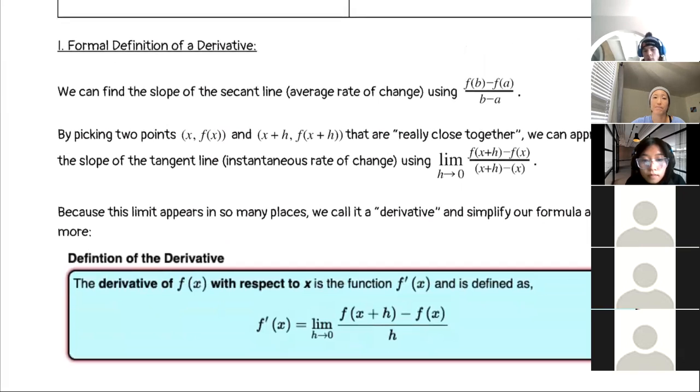Let's take a look. So we can find the slope of a secant line, or average rate of change, using this formula, f of b minus f of a over b minus a. Right? That's what we just talked about. By picking 2 points, and these are the 2 points we chose earlier that are really close together, we can approximate the slope of that tangent line, or instantaneous rate of change, using this formula, right?